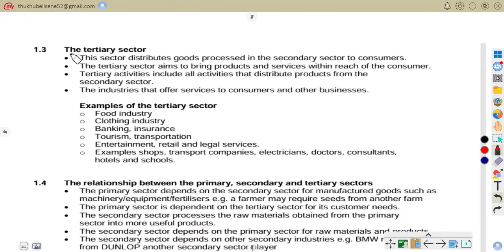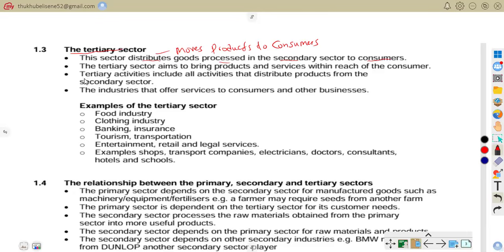As it says, the tertiary sector distributes goods processed in the secondary sector to consumers. So we're talking about distributing goods to consumers. This sector moves products to consumers. That is that. So for example, delivering bread to shops.